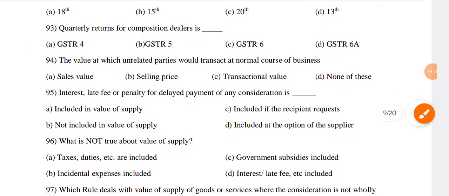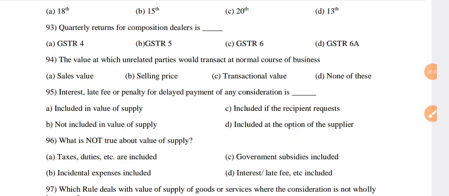Next question, quarterly return for composition dealer is option A, CGST-R4, option B CGST-R5, option C GST-R6, and D GST-R6A. The correct option is A.